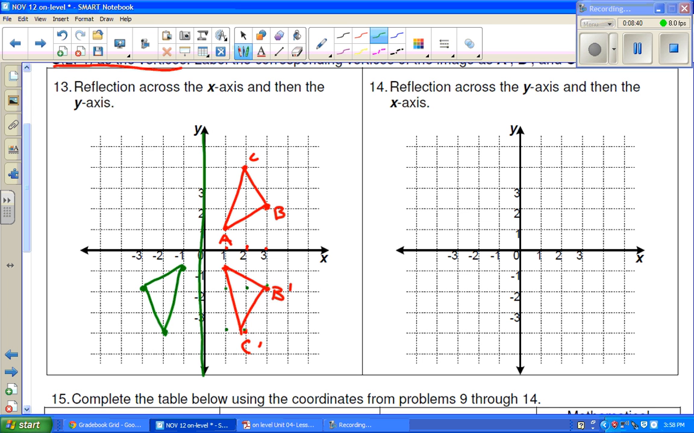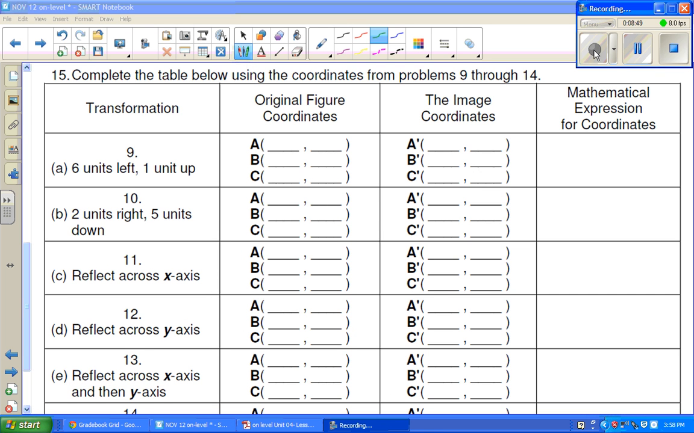Try number 14 on your own. Pause the video and try number 14 on your own. Okay, moving on to number 15.